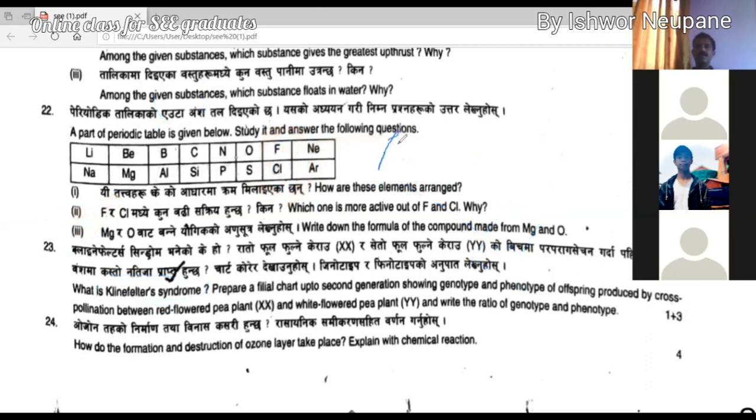Phenotype is 3:1. Genotype is 1:2:1. So please do the chart. In the book it's given of tall, short, whatever is there, just do it.